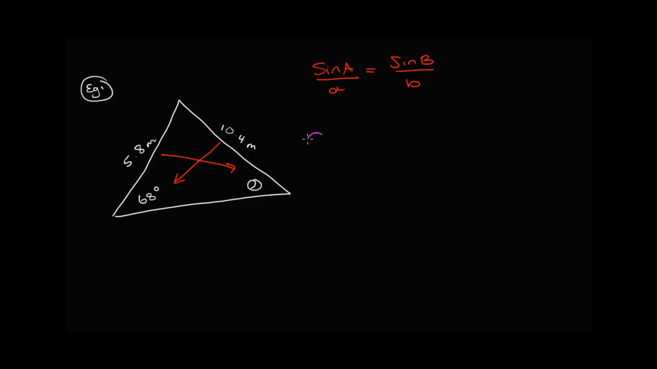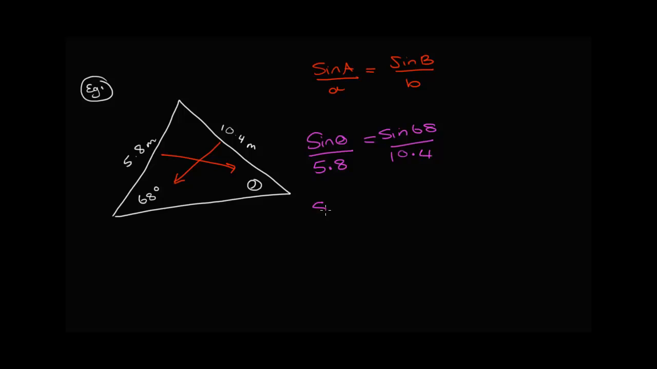So let's start off by putting sine theta over, now remember, its opposite side is 5.8, equals sine 68 over its opposite side of 10.4. If you're doing general maths, it's nice and easy. Grab your graphics calculator, put it into the equations mode, and put theta in as an x, so you can put sine x over 5.8 equals sine 68 over 10.4. Press your solve button and it'll come up with what theta is straight away.